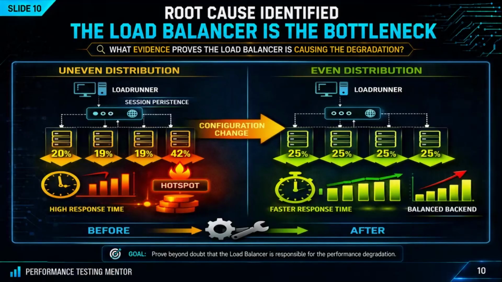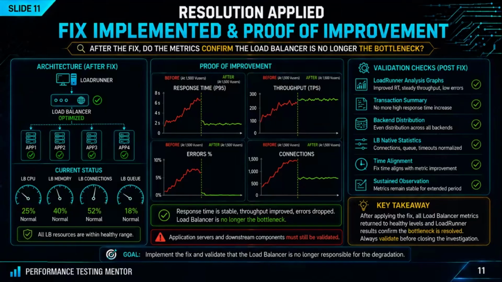But I don't want to stop at a hypothesis. The next step is to make the appropriate configuration change, run a comparable LoadRunner test, and prove whether the performance improves. Now comes the most important part, prove the fix. I wouldn't blindly disable session persistence because the application may require it. First, I understand the application's requirement and then decide whether to remove, tune, or modify the persistence configuration.